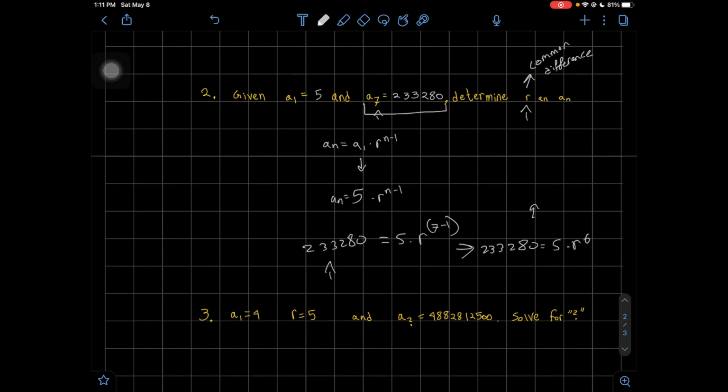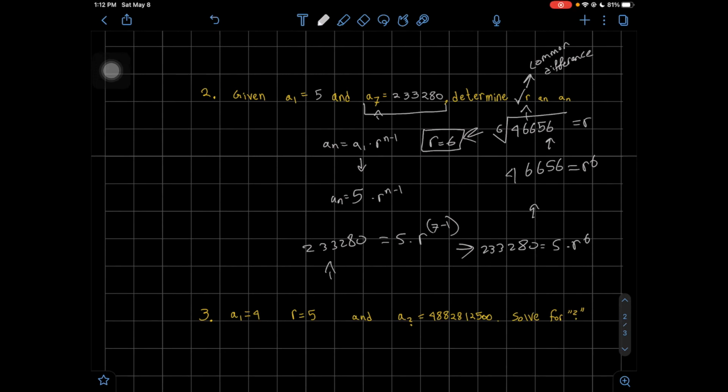Divide both sides by 5. So 233,280 divided by 5 is 46,656 equals r to the power of 6. So we take the sixth root on both sides. So we have the sixth root of 46,656 equals r. And if we do solve for r, we get r equals 6. So now that we've solved for our r value, we're done with one part.